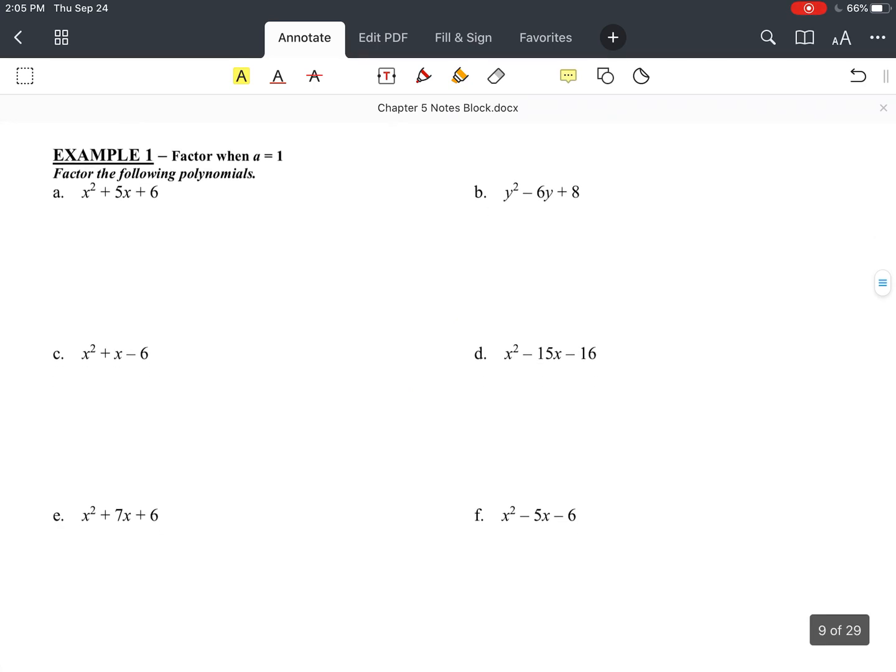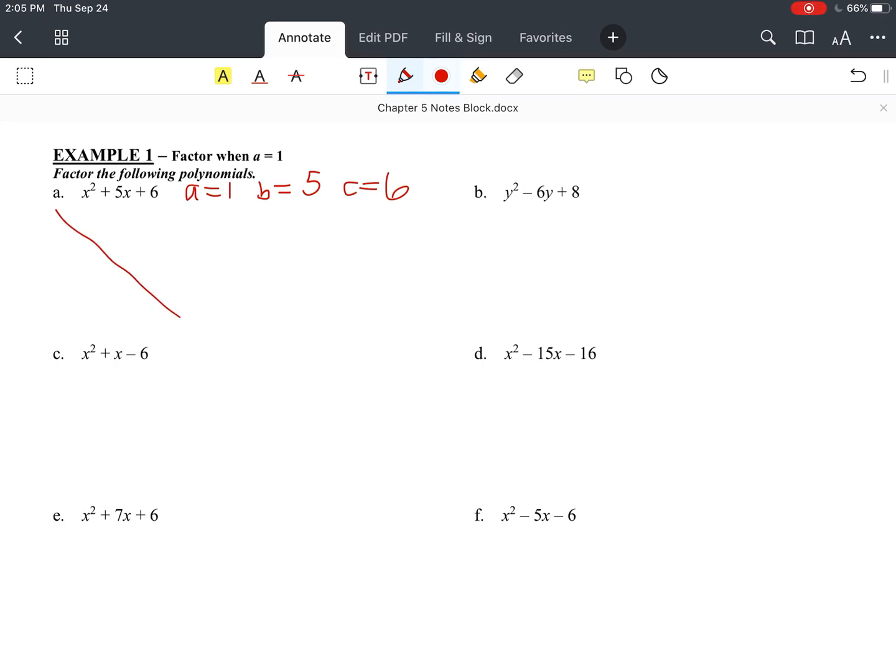My first here in example 1, all of them have an a of 1. So you'll notice in my first term, there's no number in front of x squared. So it makes it a little bit easier, but we still follow the same process. My a is just 1 in this case. My b in front of my x is 5, and my c is 6. I'm going to draw my x. On top is a times c, which is 1 times 6, so that's just going to be 6. On the bottom is b, which is my 5. And I'm going to set up my fractions. A is 1, so I can write 1x or just plain old x on top. It doesn't matter.